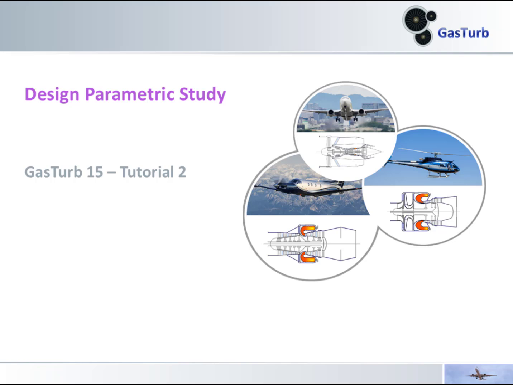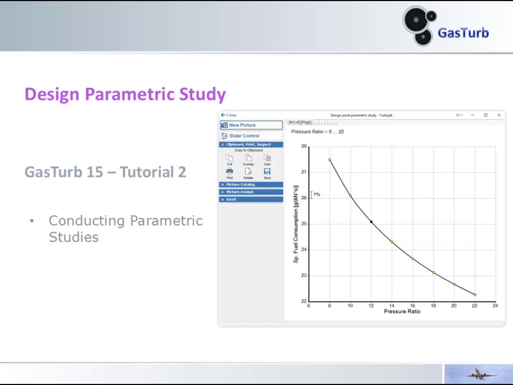Welcome! This is the second tutorial of a three-part series on how to get started with the gas turbine performance software, GasTurb. The tutorial series provides an introduction to GasTurb's user interface and its most frequently used features. A basic understanding of gas turbine performance calculations is recommended to make best use of the software and follow the tutorials. In this tutorial, we will learn how to perform design parametric studies in GasTurb.